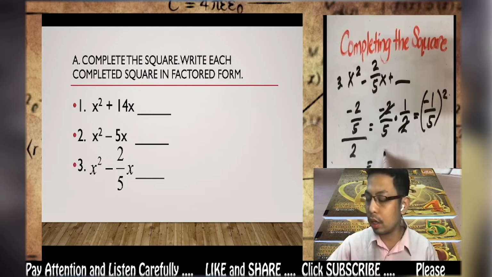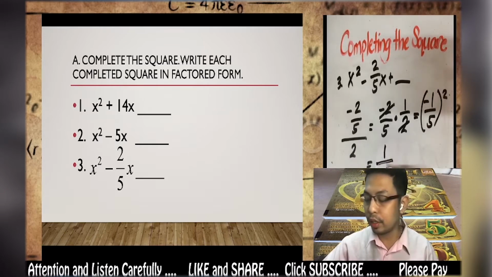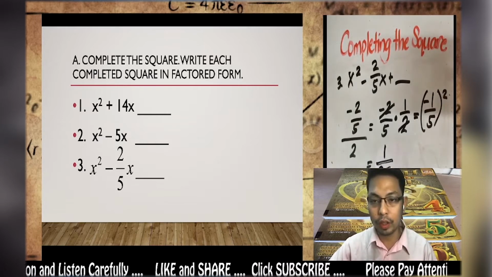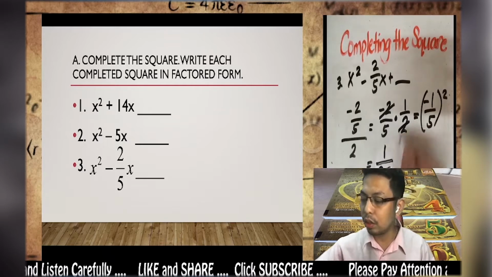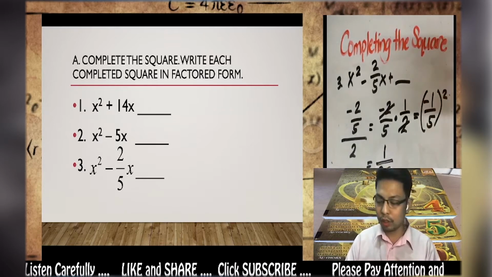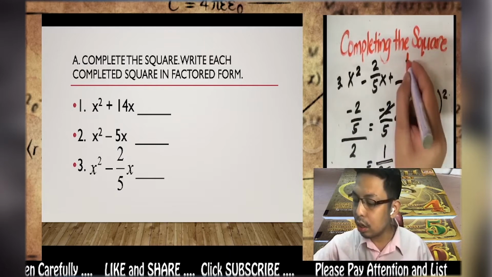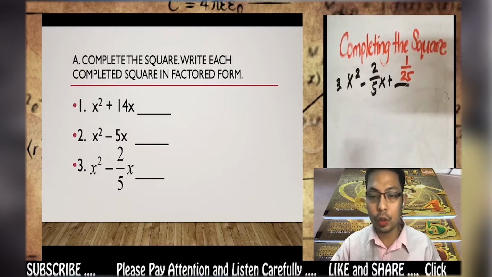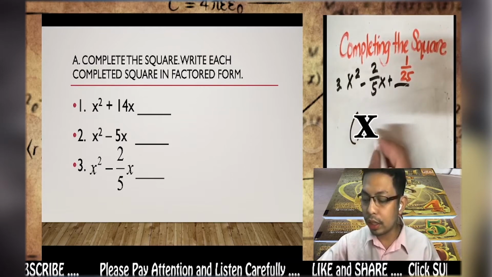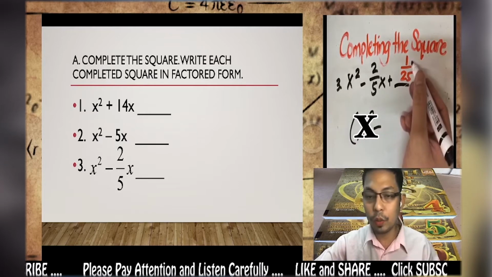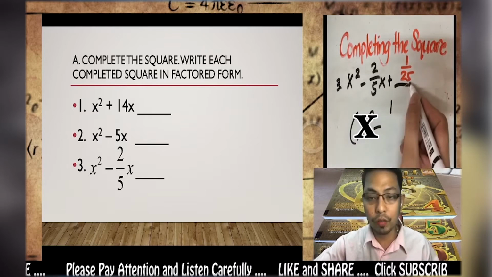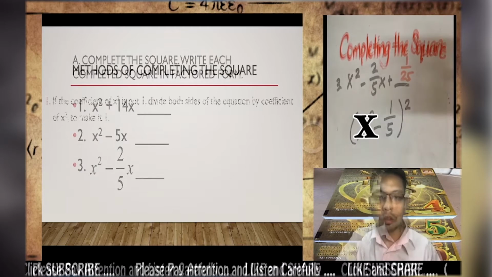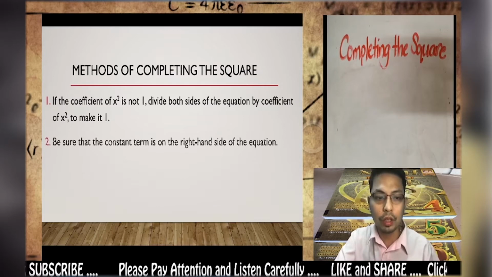Negative 1 squared is 1 and 5 squared is 25. So our answer here is 1 over 25. Step 3, we will add the result to our expression. So we have 1 over 25. Transform this perfect square trinomial into the square of a binomial. We have the quantity x minus the square root of 1, which is 1, over the square root of 25, which is 5. So this is 1 over 5 squared. This is the method of completing the square.